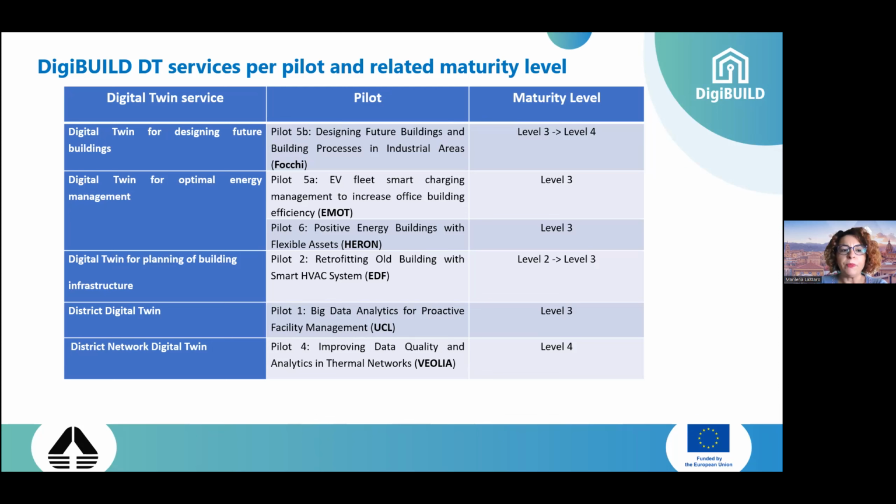The digital twin for optimal energy management, this service is applied in 2 pilots, the Emotion and the Iron pilots. We will reach a level of maturity of 3. We don't have a previous development for both pilots. Digital twin for planning or building infrastructure is mainly applied in the IDF pilot, in which we have an already existing digital twin development with a level of 2, and we would like to reach a level of 3, so an operational efficiency.